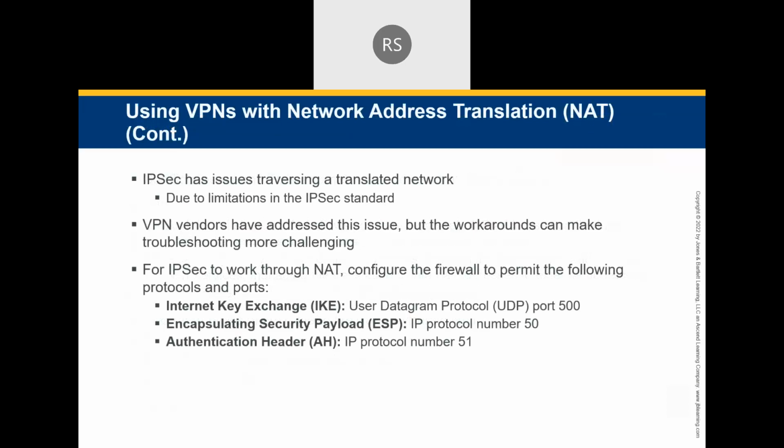When it comes to using VPNs with NAT, there are some challenges to consider, especially with IPsec VPNs. So, IPsec VPNs can encounter difficulties when traveling a network that is using a NAT. Now, this is primarily due to the limitations in the IPsec standard. Now, a lot of VPN vendors have addressed this issue. They developed workarounds to address the issues between IPsec and NAT.